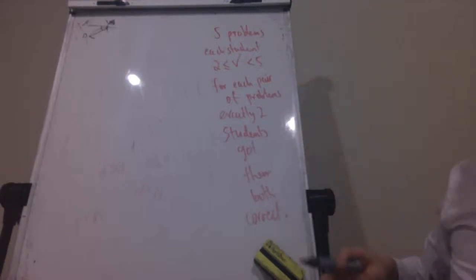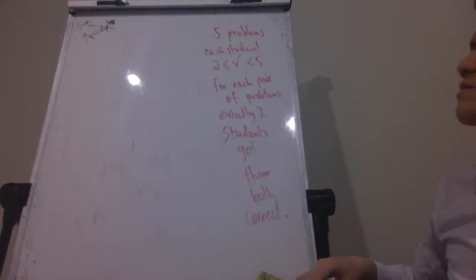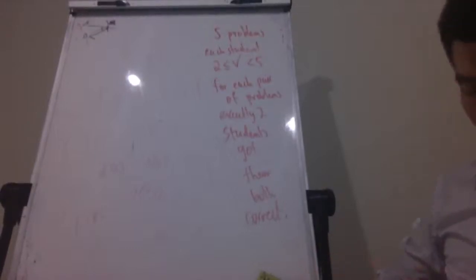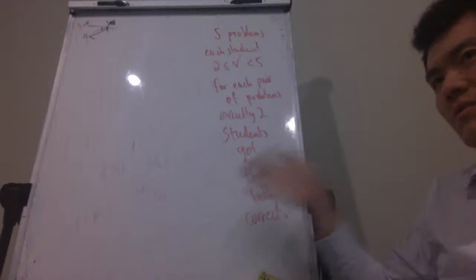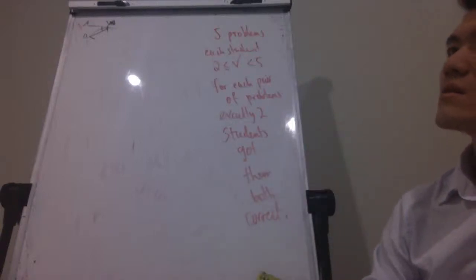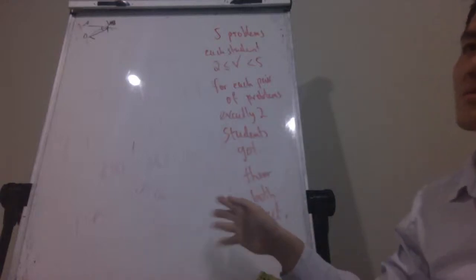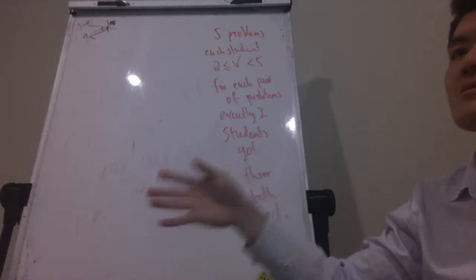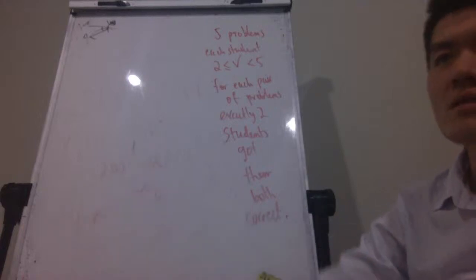So say questions A and B, then two students got both A and B. So exactly 2 students got A and B. And A and C, 2 students got A and C. But there could still be another student that got one of them but not both of them. Oh, but they have to be 2. There's exactly 2 that got them both right, but there could be any number that got one right, or 0 right, or whatever that means.